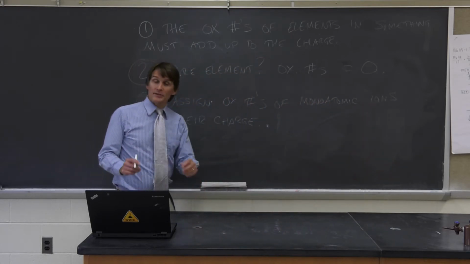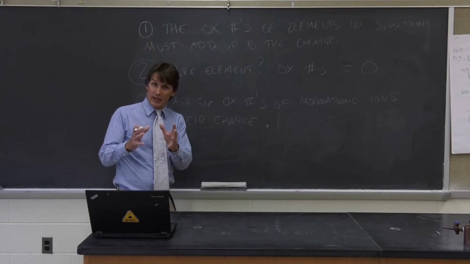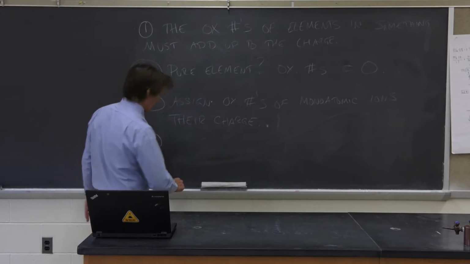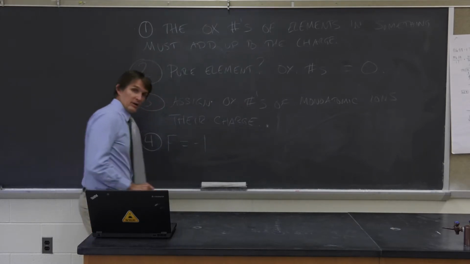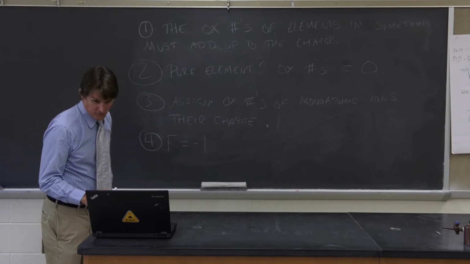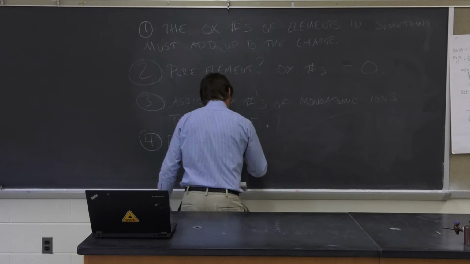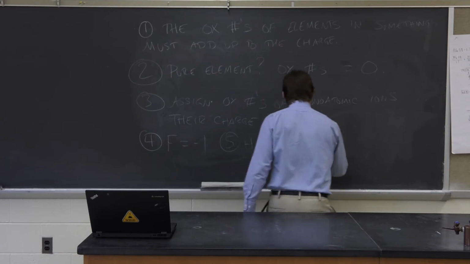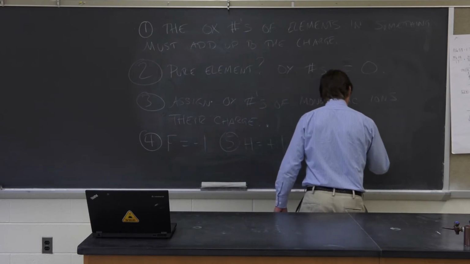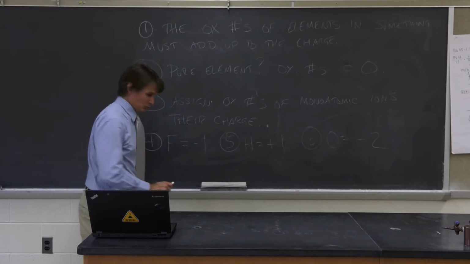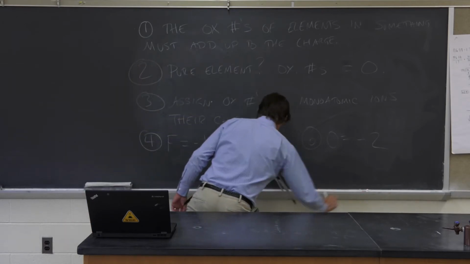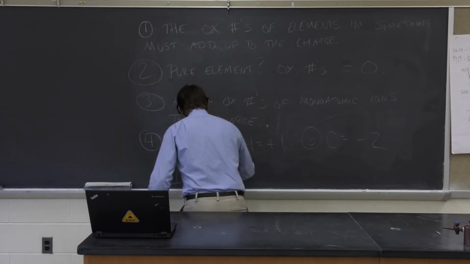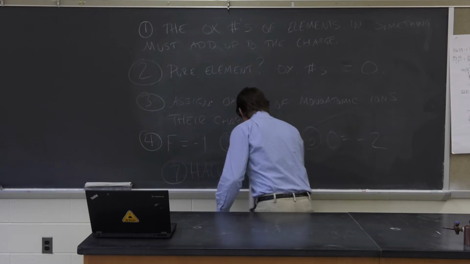Rules 4 through 7 are suggestions that you give particular elements in substances. So rule 4 says assign fluorine an oxidation number of -1. Rule 5 says give hydrogen atoms an oxidation number of +1. Rule 6 says give oxygen an oxidation number of -2. And finally, rule 7 says give all the other halogens, remember fluorine's a halogen, an oxidation number of -1.